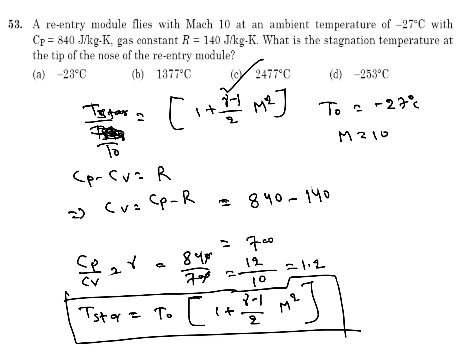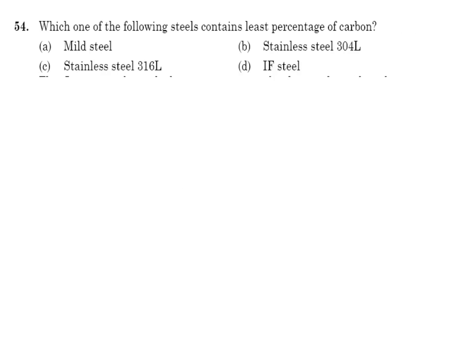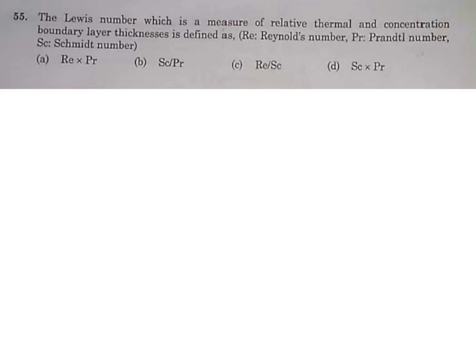Which one of the following steels contain least percentage of carbon? Least percentage of carbon, D is the answer, IF steel. The Lewis number, which is a measure of relative thermal and concentration boundary layer thickness, is defined as, where Re is Reynolds number, Pr is Prandtl number, and Sc is Schmidt number. So we know Lewis number Le is Schmidt number divided by Prandtl number.